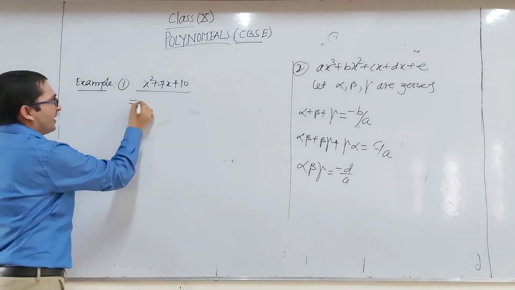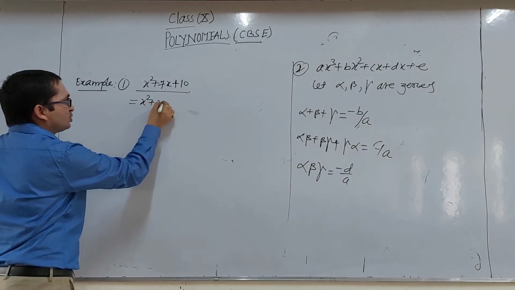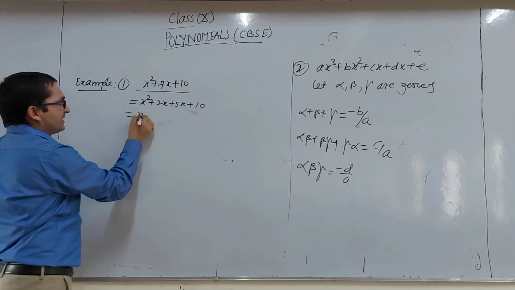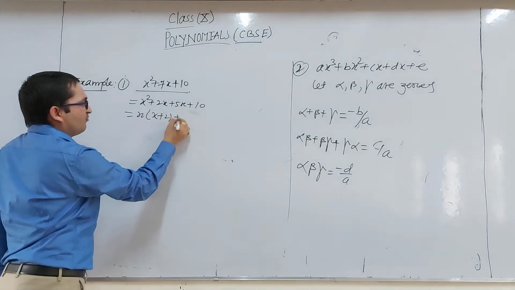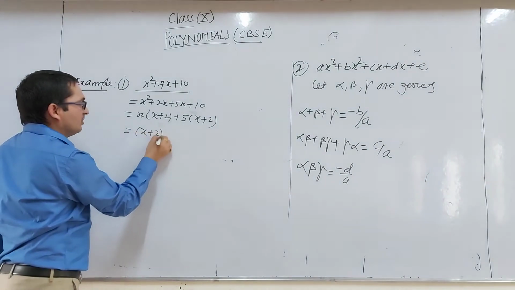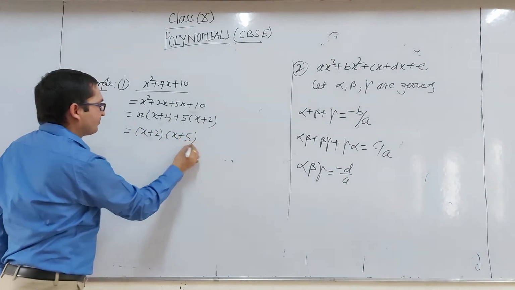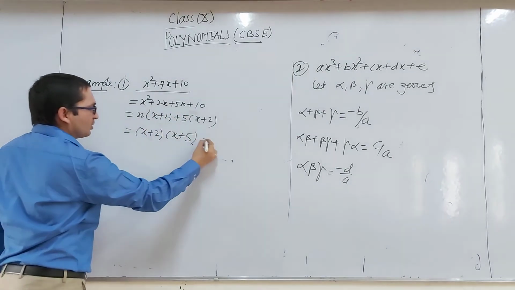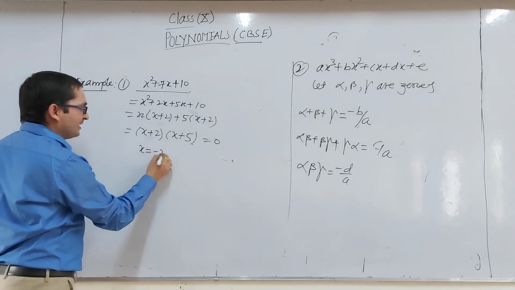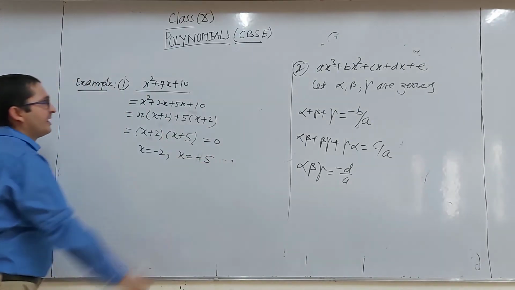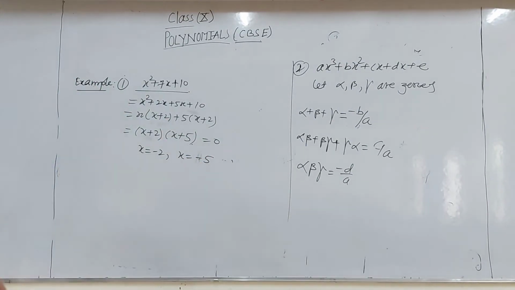So you need to factorize x square plus 2x plus 5x plus 10. Then x common, x plus 2. 5 common, x plus 2. It will be x plus 2 and x plus 5. What are the zeros over here? If you want to calculate zeros, equate with 0. x is equal to minus 2 and x is equal to minus 5. Minus 2 and minus 5 are the zeros of the given polynomial.